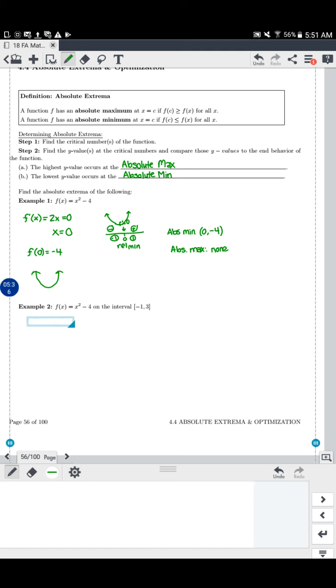So try the next one. Pause the video if you need. Let's compare the work.